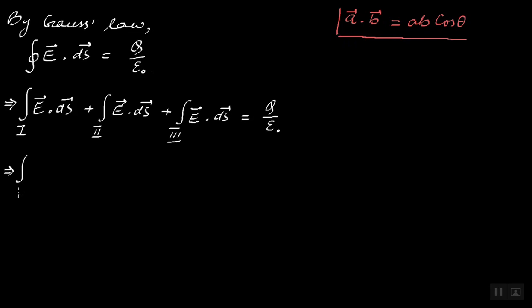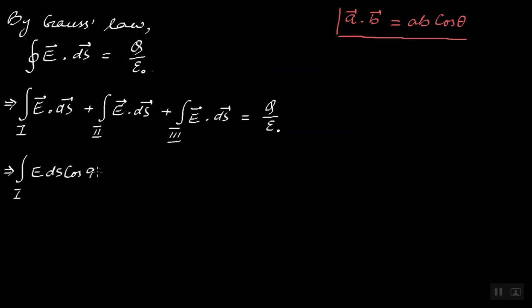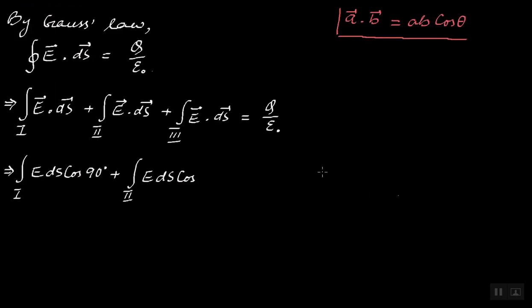So here in region 1 you have E ds cos of the angle between E and ds in region 1. Let us have a look at this diagram once again. In region 1, what is the angle? 90 degree. So this will be cos 90 degree. Plus in region 2, E ds cos, what is the angle between E and ds in region 2? Have a look. In region 2, angle between E and ds is 0 degree. So this will be cos of 0 degree plus in region 3, E ds cos 90 degree once again.